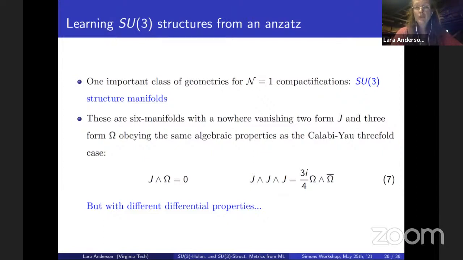So in particular, moving away from the Kähler regime, the important class of geometries that I want to consider for N=1 compactifications of string theory are SU(3) structure manifolds. These are six-manifolds that, again, have a nowhere vanishing 2-form and a 3-form that obey the same algebraic relationships as the Calabi-Yau threefold case, namely that J wedge Ω is 0 and J wedge J is 3i over 4 Ω wedge Ω bar. But their differential properties are different in the case of SU(3) structure, namely neither of these forms is closed.